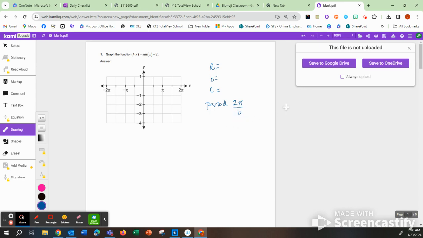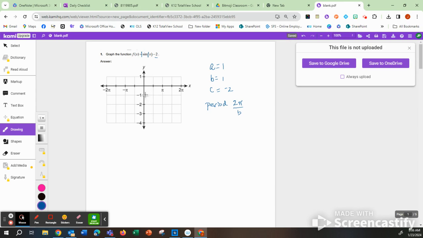So for example, on this particular problem, we'll just do the A, the B, and the C. A is 1, B is 1, and C is -2. A is the number that's to the left of your sine or cosine. B is always the coefficient of x, and then C is always this outside number.